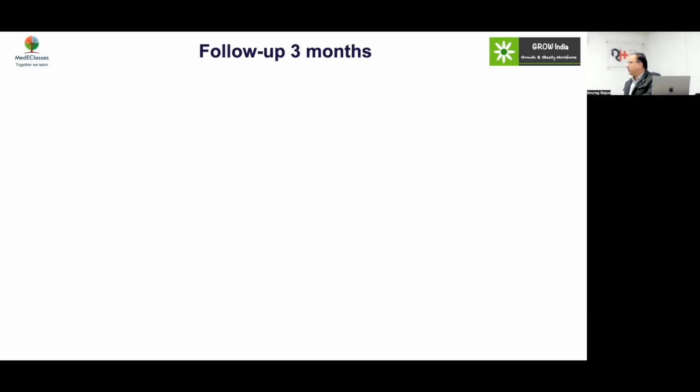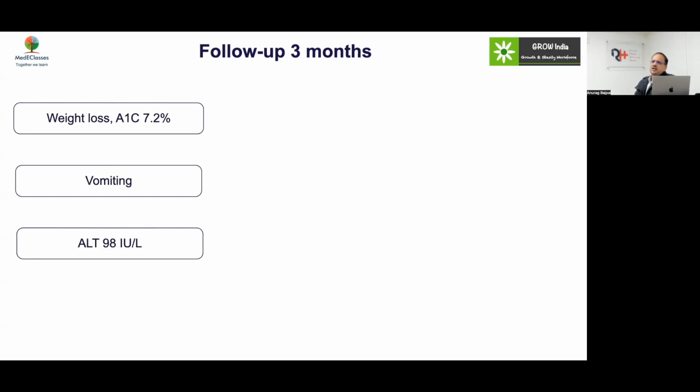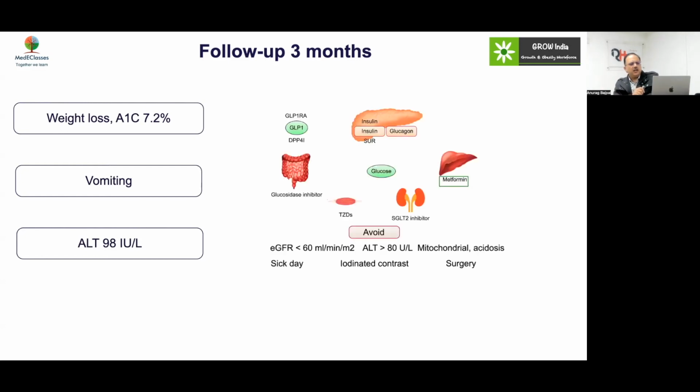Follow up at 3 months, Dhwani. Weight loss is there, A1C is 7.2%. Now she complains of vomiting and ALT is 98. What will you do? And earlier ALT was normal. If we continue metformin, there may be worsening of acidosis, so there will be a risk of lactic acidosis. So you will like to stop metformin here. Definitely. Anybody who is sick, who develops these symptoms, you have to stop.